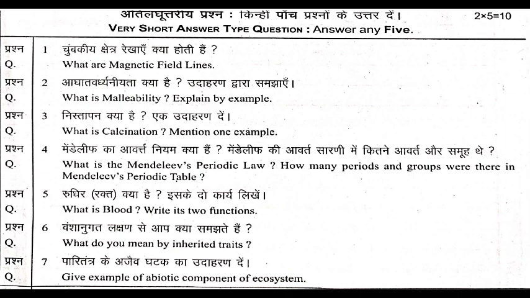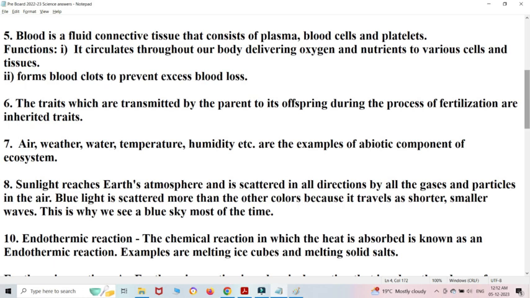5. What is blood? Write its 2 functions. Answer. Blood is a fluid connective tissue that consists of plasma, blood cells, and platelets. Functions: 1. It circulates throughout our body, delivering oxygen and nutrients to various cells and tissues. 2. It forms blood clots to prevent excess blood loss. 6. What do you mean by inherited traits? Answer. The traits that are transmitted by the parent to its offspring during the process of fertilization are inherited traits.